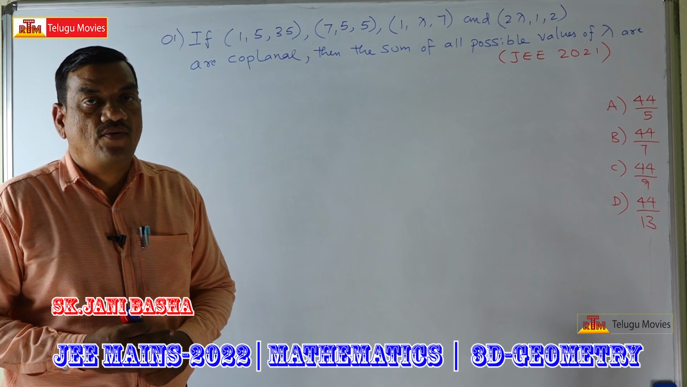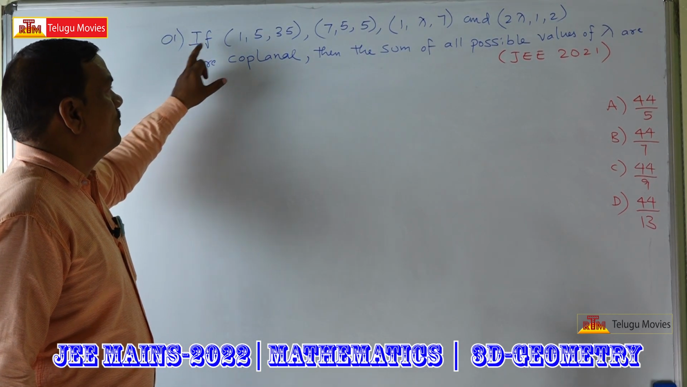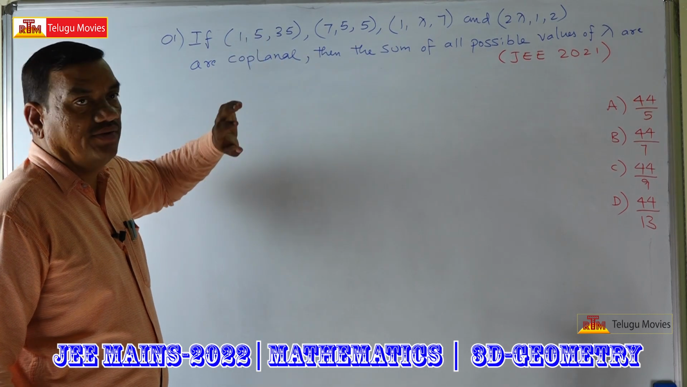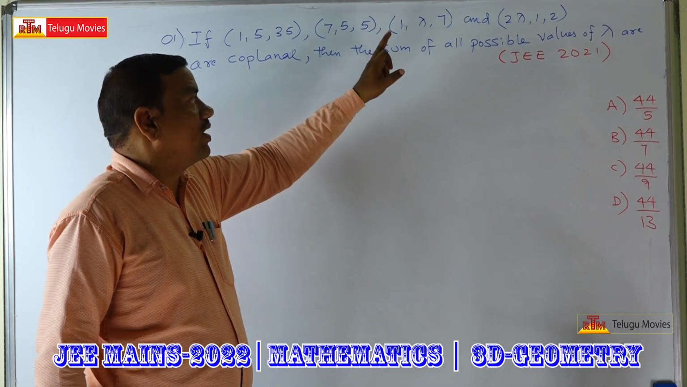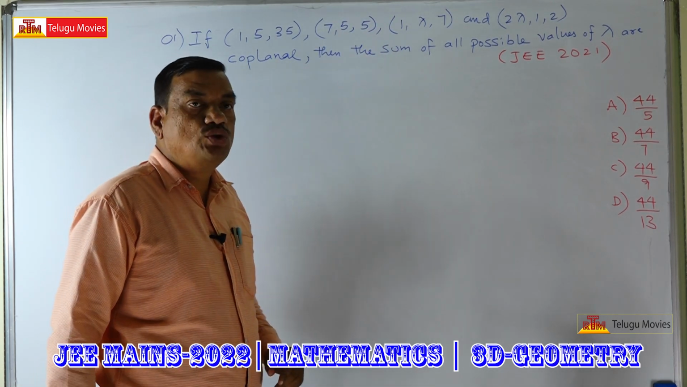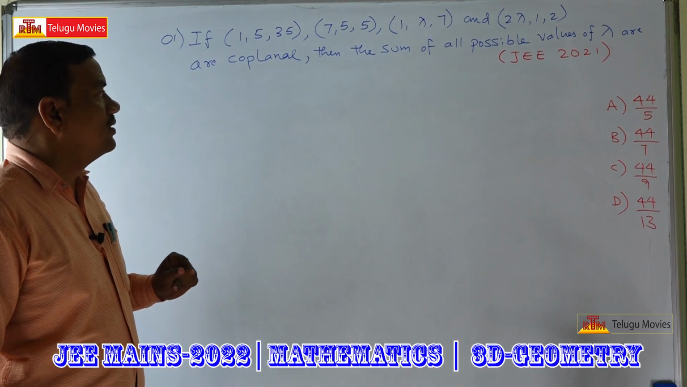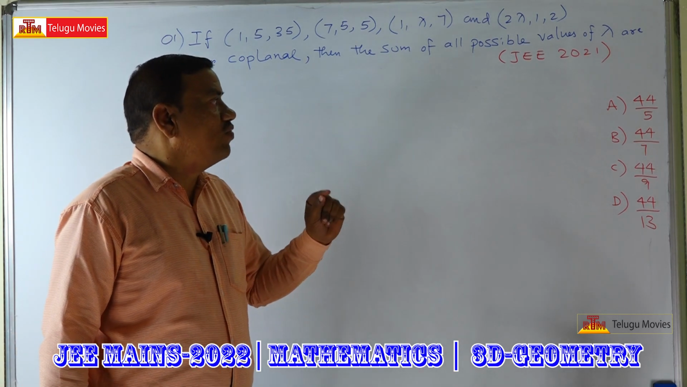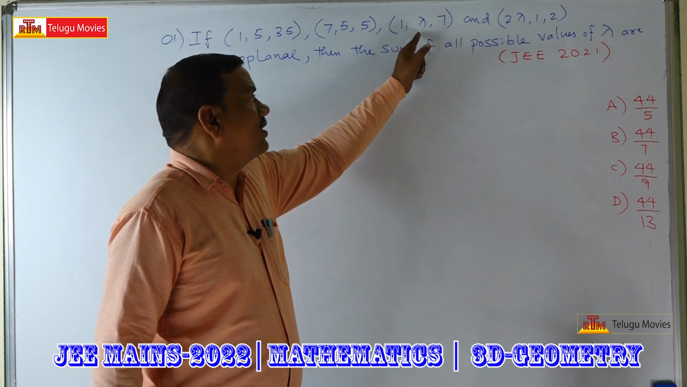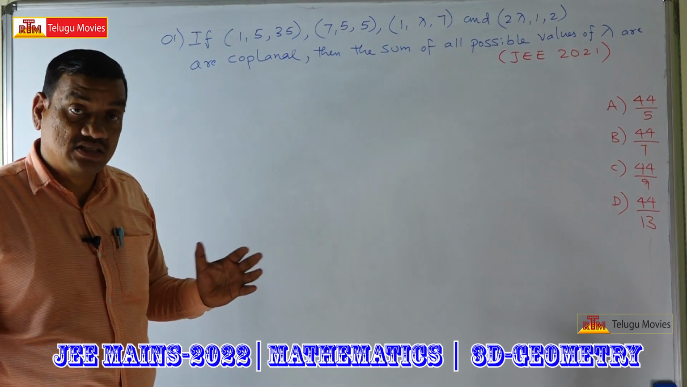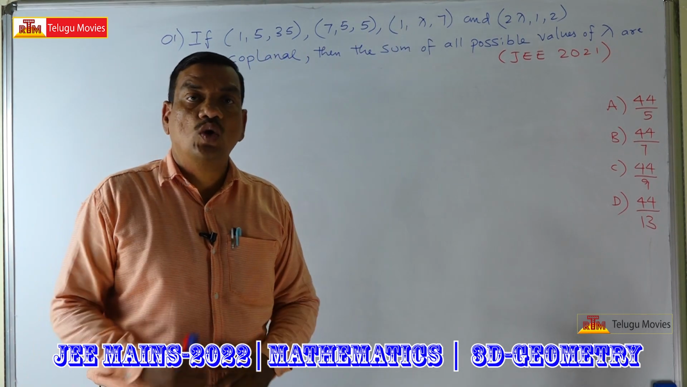So dear students, welcome to our first problem. The first problem is this: if the points 1, 5, 35, 7, 5, 5, 1, lambda, 7 and 2 lambda, 1, 2 are coplanar, then the sum of all possible values of lambda is. So we have to find the values of lambda such that all these 4 points are coplanar.